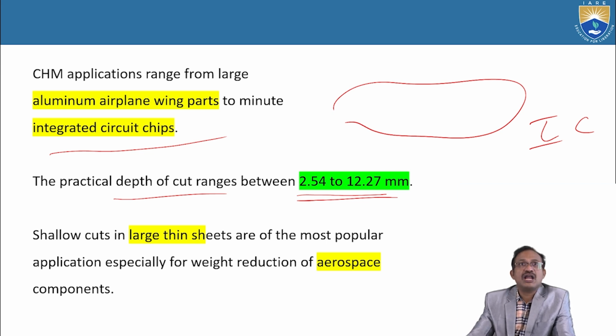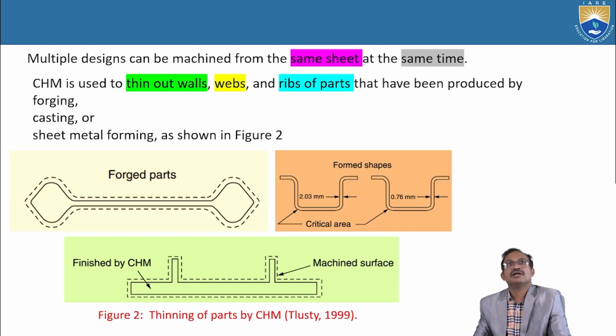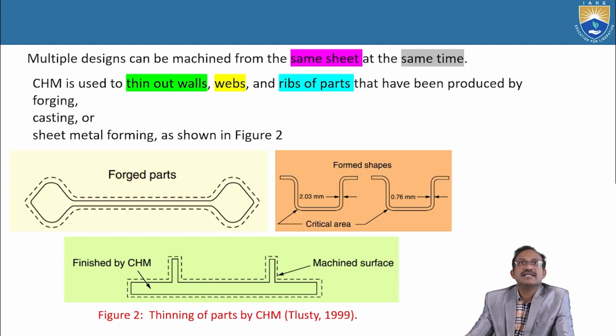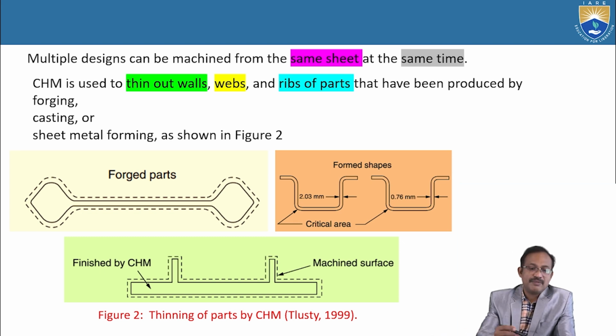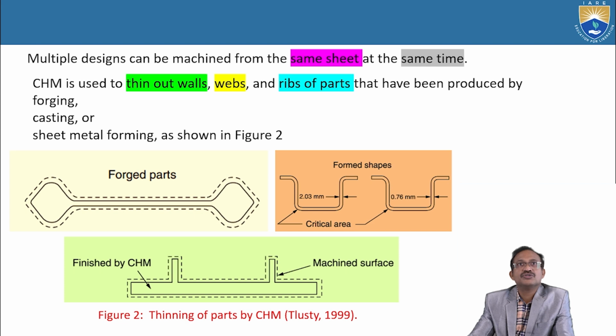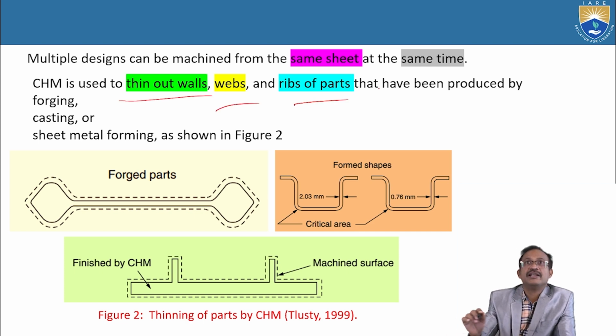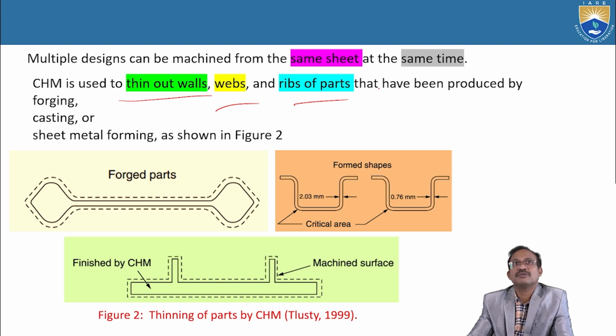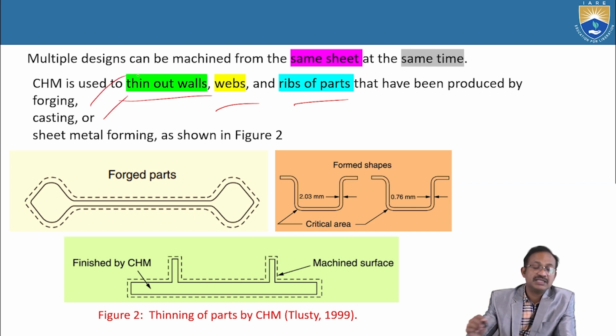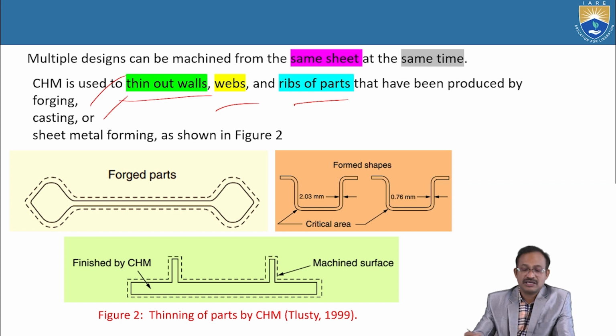Shallow cuts in large thin sheets are the most popular application, especially for weight reduction of aerospace components. Multiple designs can be machined from the same sheet at the same time. Chemical milling is used to thin out walls, webs, and ribs of parts that have been produced by forging, casting, or sheet metal forming, as shown in this figure.